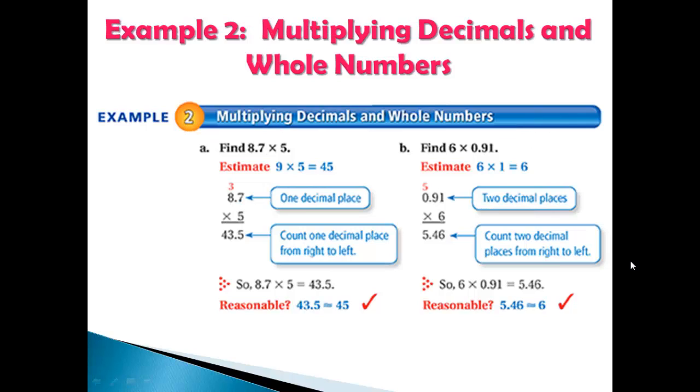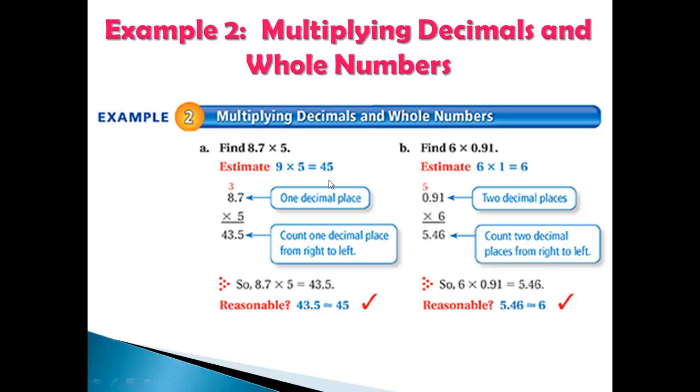Now we're going to look at our second example. We're multiplying decimals and whole numbers. For A, we want to find 8 7/10 times 5. If we estimate this, this would be about 9 times 5, which equals 45.